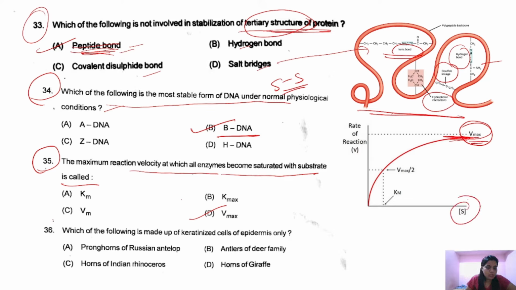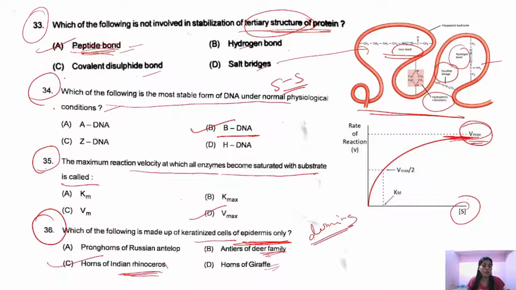Next, question number 36. Which of the following is made up of keratinized cells of epidermis only? Answer for this will be horns of Indian rhinoceros. Otherwise, every horn, like the horns of deer and everything, is derived from the skull. Either they are derived from the skull or they are derived from the layer of dermis. But horns of rhinoceros are hollow in nature. They are hollow and they are made up of only the layer of epidermis. So option number C will be the right answer. Next.